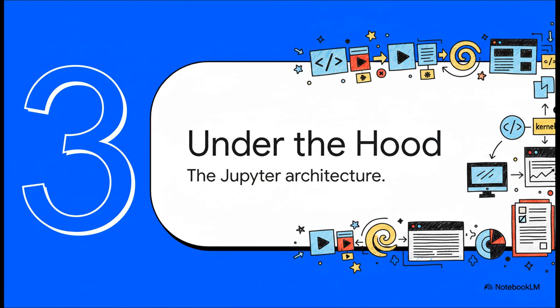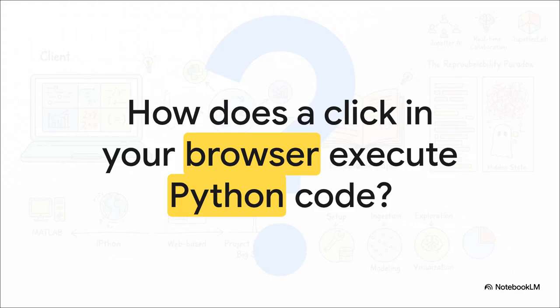All right, so we know what it is and where it came from. But now for the fun part. How does it actually work? I mean, have you ever really thought about what happens when you press Shift-Enter in a notebook cell? How does that code just run? Yeah, that's the big question, right? And the answer is this really elegant three-part architecture. It's a brilliant design that completely separates what you see from what's actually doing the work.